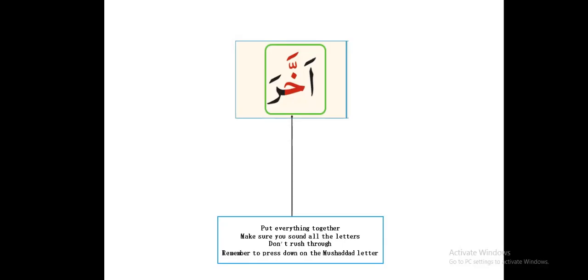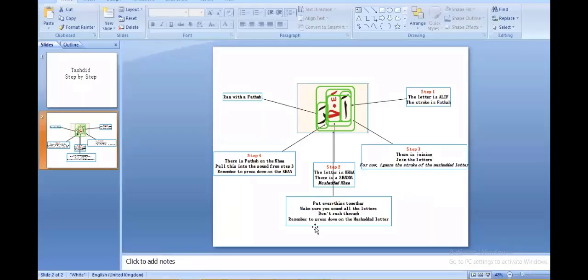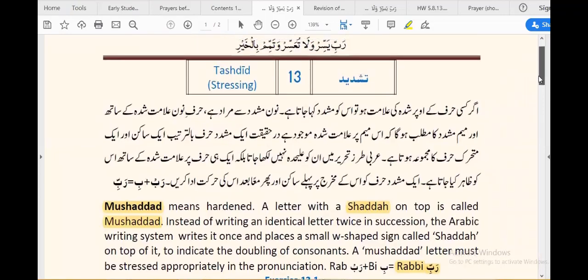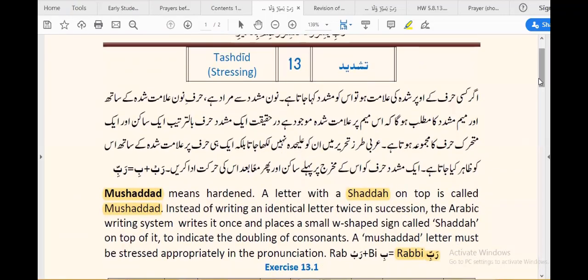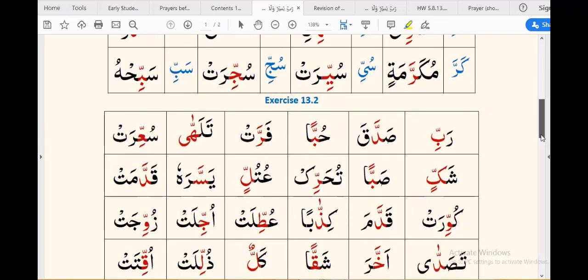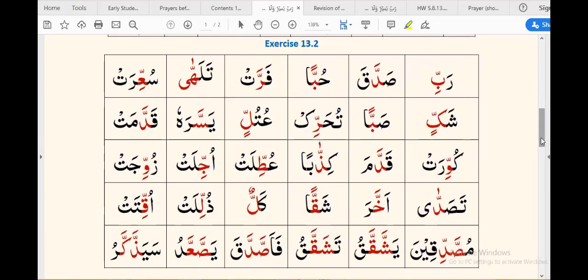Okay, so that is how you sound a mushaddad letter. Now going back to our lesson number 13, where you looked at Tashdid, we will now be going through some examples from exercise 13.2 and exercise 13.3. So now I will choose some students to come on the mic and help me read from those. Can I please request everybody to not raise their hands so that everybody gets an equal chance to read.